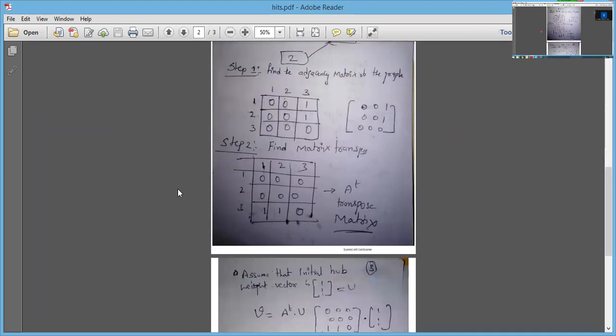Now what do we need to do in the second step? We need to find the transpose of the given matrix. What's the transpose of the matrix which we got? 0, 0, 1, 0, 0, 1, 0, 0, 0. It is 0, 0, 0, 0, 0, 0, 1, 1, 0. So I got the transpose, and if I take the basic matrix as A, then the transpose matrix is A to the power T.